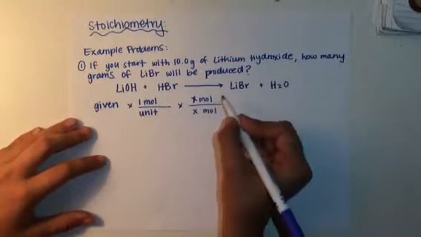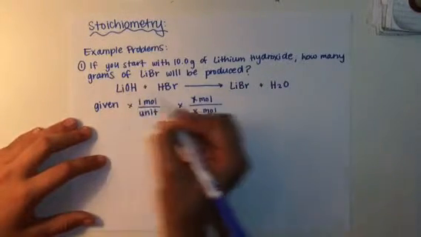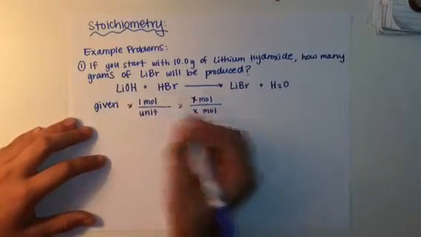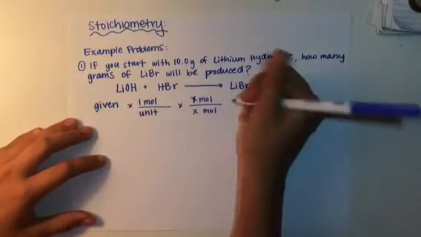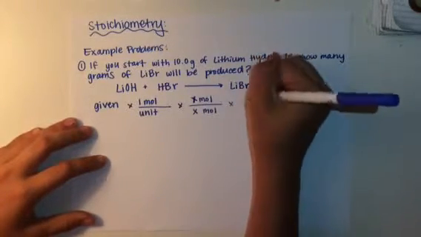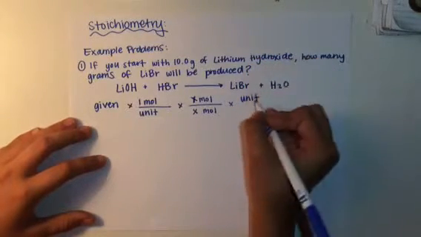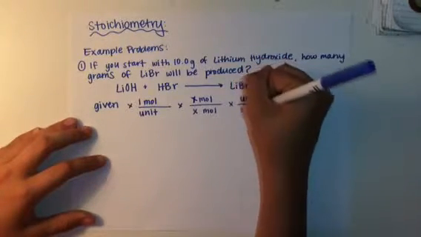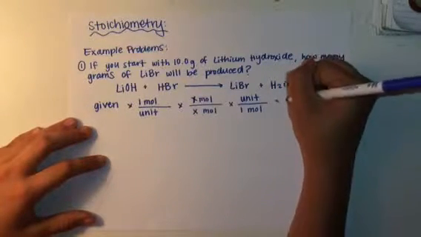So if you're going from, in this case, lithium hydroxide to lithium bromide, you would do the mole ratio of lithium hydroxide to lithium bromide. In this case, it would be 1 and 1, because this whole equation is balanced, 1, 1, 1, and 1. The next thing that you're going to do is put your new unit substance, so in this case, lithium bromide, over 1 mole. And then you map that all out, and you're going to get your final answer.